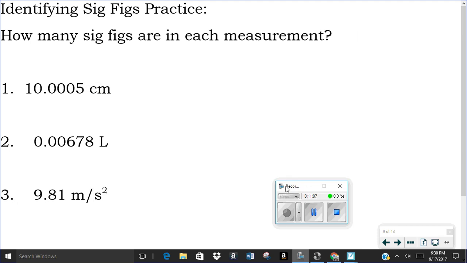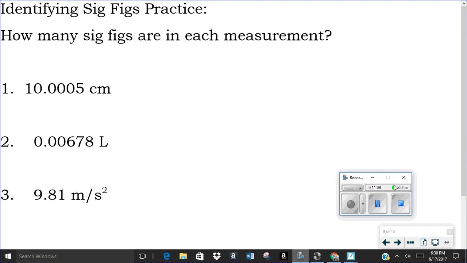Let's do some practice. Take a moment and see if you can identify how many significant figures, Sig Figs, significant digits are in each one of these measurements. And then unpause the video and see if your work compares with mine.